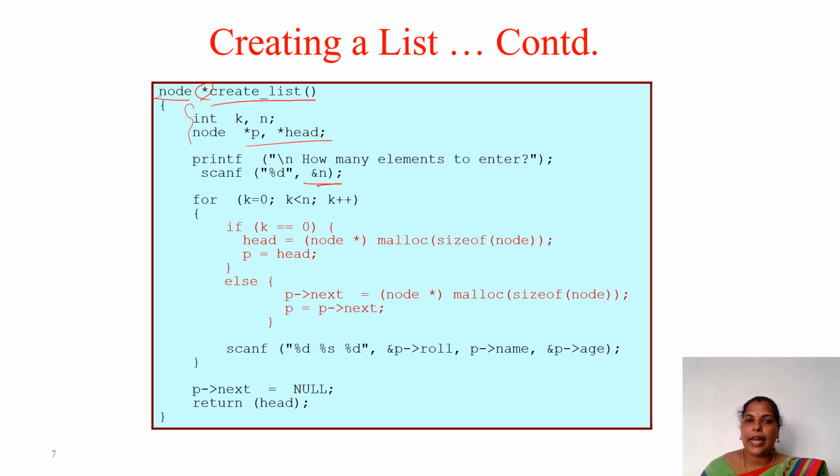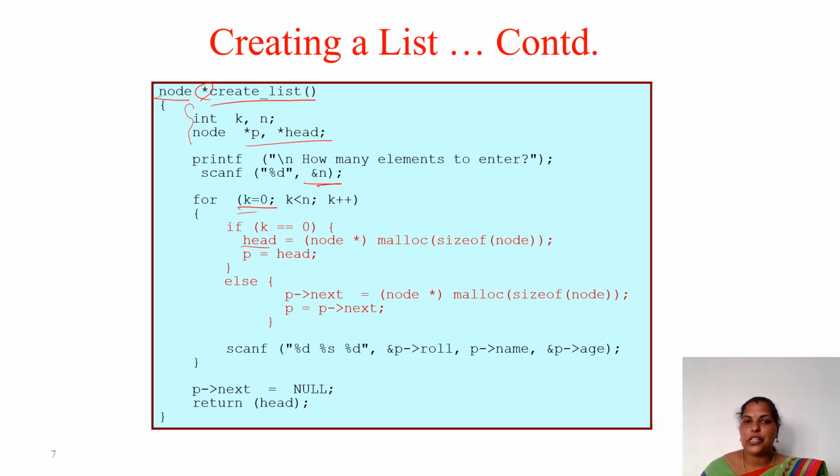So for k equal to 0, instead of k you can give i also, no issue in that. k equal to 0, k less than n, k plus plus. And if k equal to 0, because it is a head node, if it is the first node, what we have to do? Head equal to node star. For head we are assigning node star malloc size of node and assigning the head to p, because this is the first element. So first element only p. So we are assigning the first node, head points to the first element.